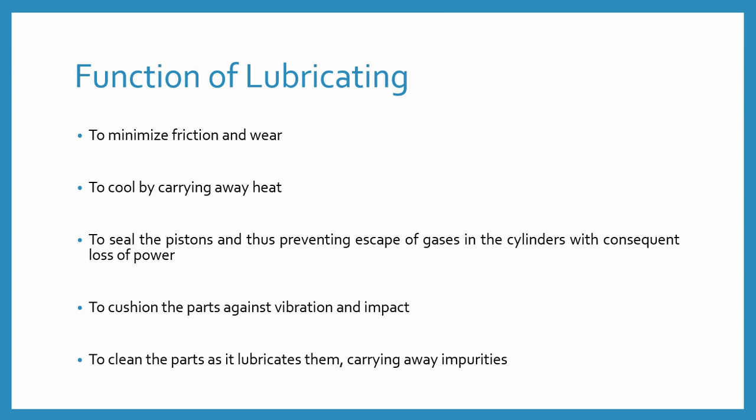Next is to cushion the part against vibration and impact. And lastly, it helps to clean the parts: it lubricates them and carries away the impurities, and after carrying them, they are stored in the oil sump or oil pan. So these are the basic functions of a lubrication system.